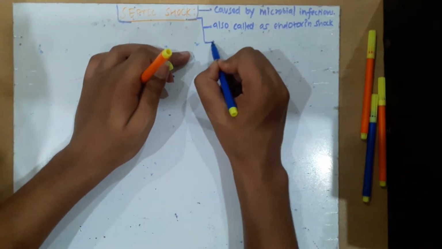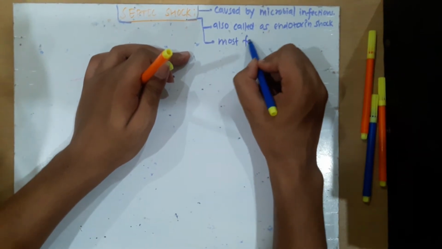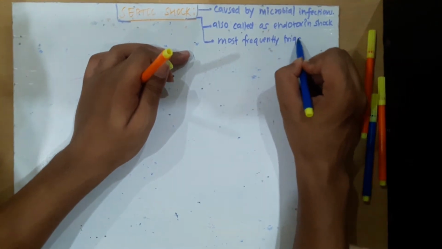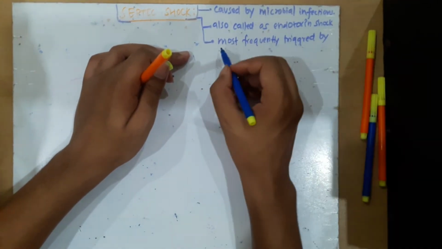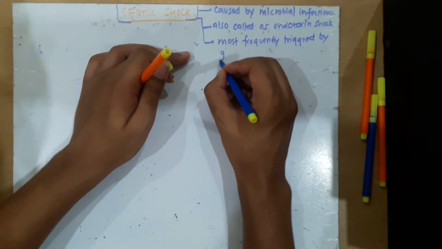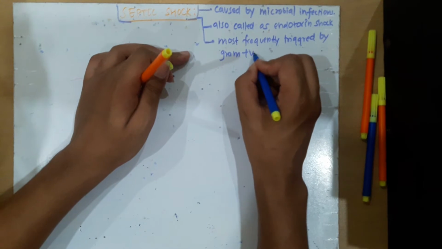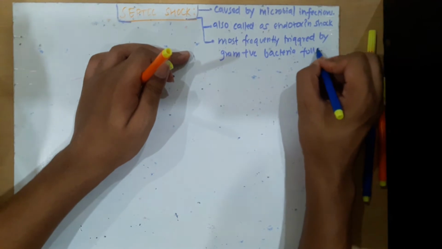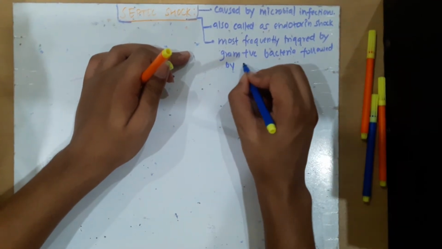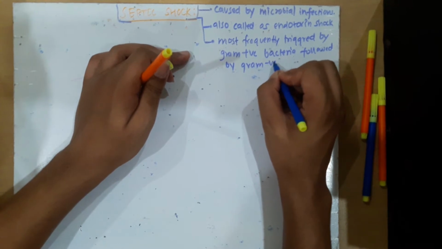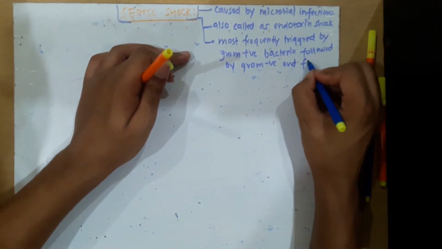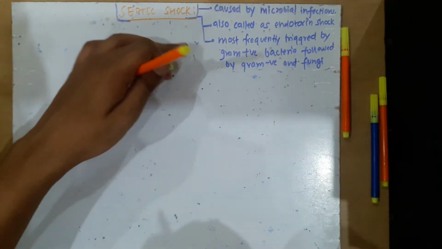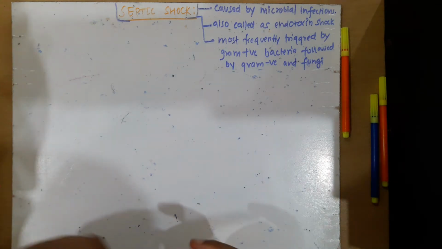Then the next point: most frequently triggered by gram positive bacteria, followed by gram negative bacteria and fungi. Okay, all right.